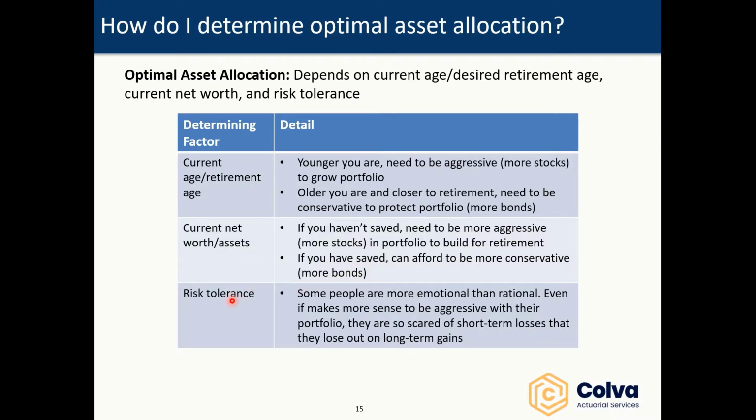The last thing is, of course, your risk tolerance. People are different. Some people are more emotional than rational. So even if it makes more sense to be more aggressive with their portfolio, they're so scared of short-term losses that they lose out on long-term gains. And that's why financial advising is a risk-return profile. If you want to grow wealth, you have to be okay with taking risk. If you're not, even though it might make financial sense for you, emotionally it's not worth it.